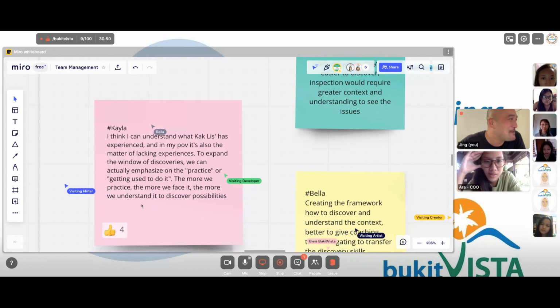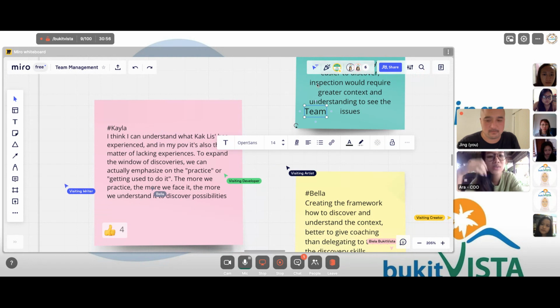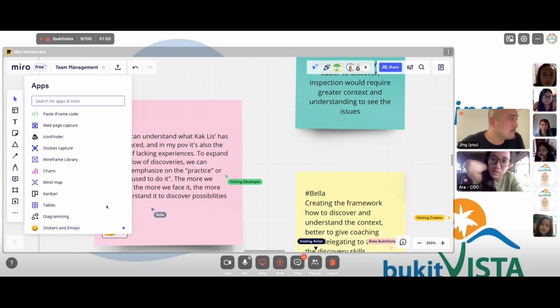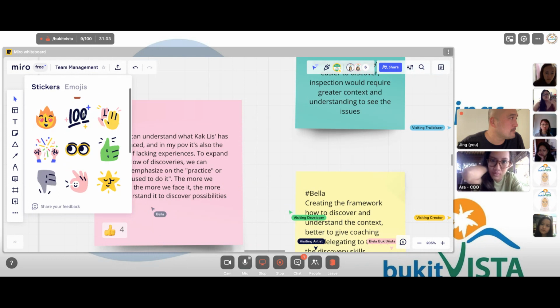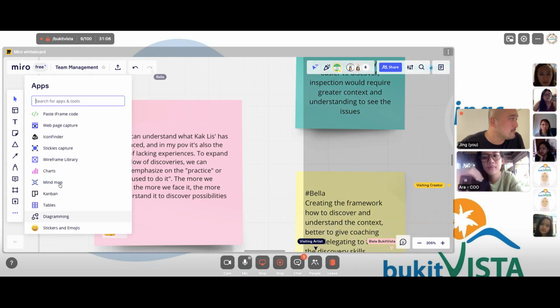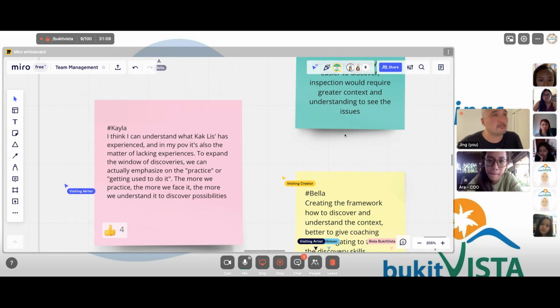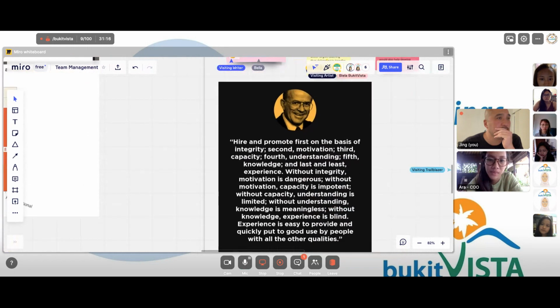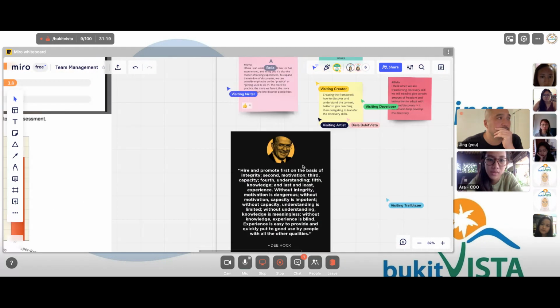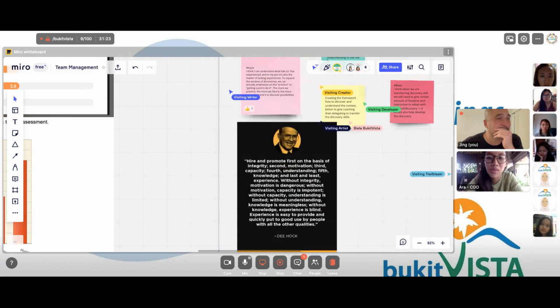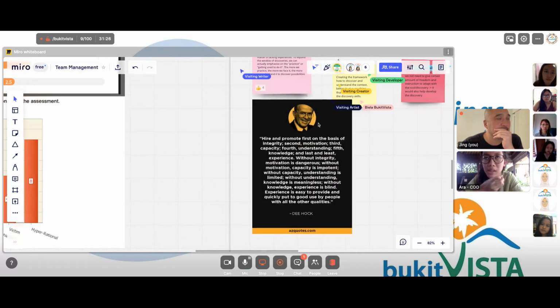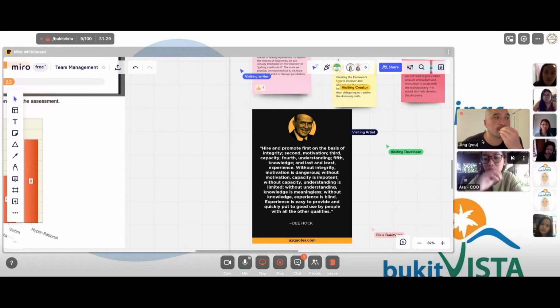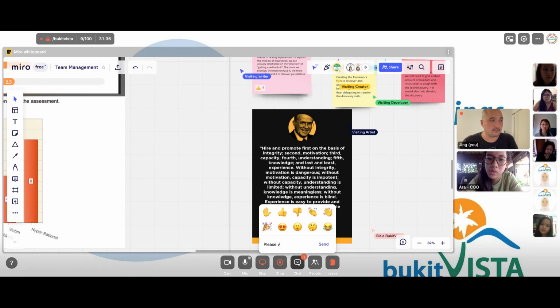I think I can understand what Kak Lilis has experienced, and in my point of view, it's also the matter of lacking experiences. So whose lacking experiences, Kayla? Personally, why Kak Lilis can have an issue transferring the discovering skills is because she can actually discover things, but her team cannot discover well. So it's the team that is lacking experience. Yes, so actually this is more similar to what Kak Ara elaborated before. No, it's different. I'm not saying experience is important, sorry. In this case, it's capability, understanding, and experience, because experience is very low, the lowest. Yep. Okay, it seems the elaboration above is not quite right.